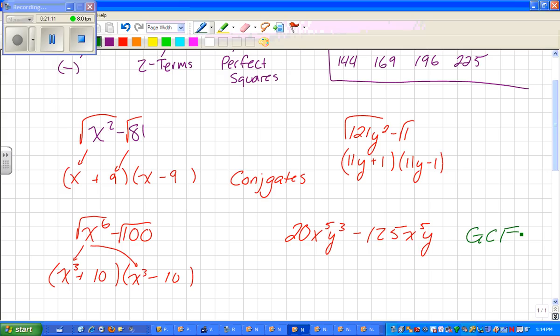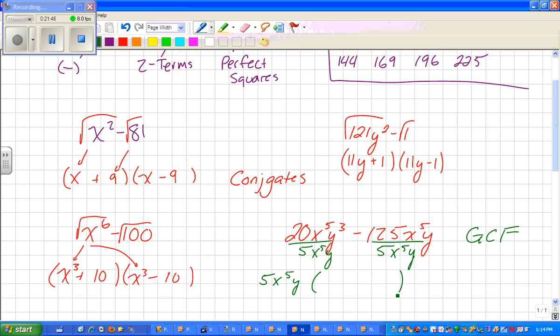20 and 125. What can we take from both of these? The biggest number we can take is a 5. Okay, now look at my x's. I have 5 x's in the first one. I have 5 x's in the second. That must mean I can take 5 x's from each term. And when I look at y to the 3rd and y, I've got 3 y's in the first term. I've got 1 y in the second term. That must mean I can still take 1 y out. So I have a GCF of 5x to the 5th y.